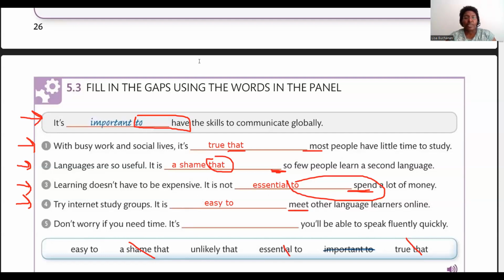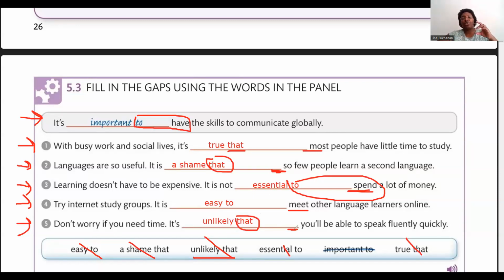And the last one, I always like to say, the most difficult one. It's the last one. Do we know the answer? Yes. Don't worry if you need time. It's unlikely that you'll be able to speak fluently quickly. Unlikely that. So again, why do we have that? What's following that? There's no verb. So we have to use that.